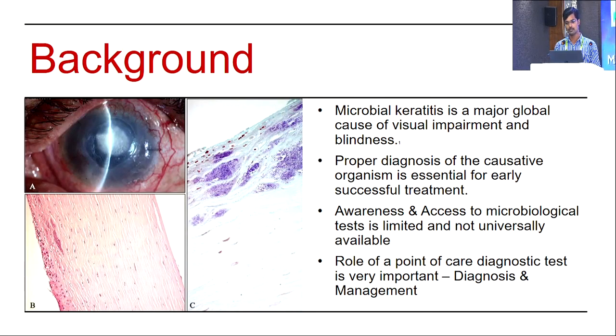Microbial keratitis is a major global cause of visual impairment and blindness, especially in rural areas of India. Proper diagnosis is important to detect the causative organisms, so we can give successful treatment. Awareness and access to microbial tests is very limited in our cities and not universally available. So the role of a point of care test is very important for proper diagnosis and successful treatment.